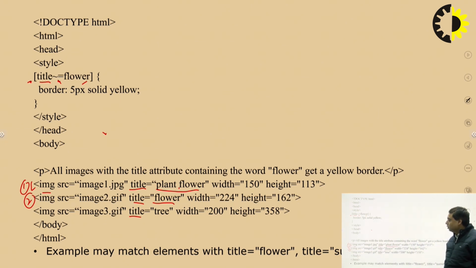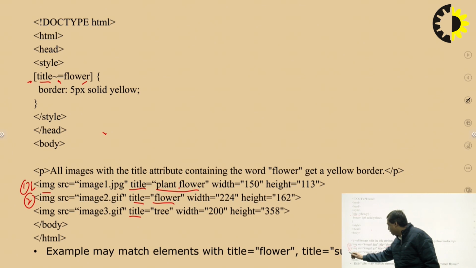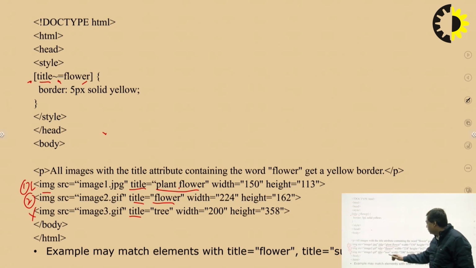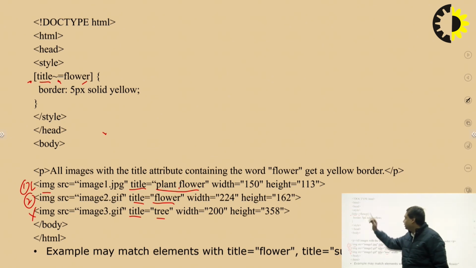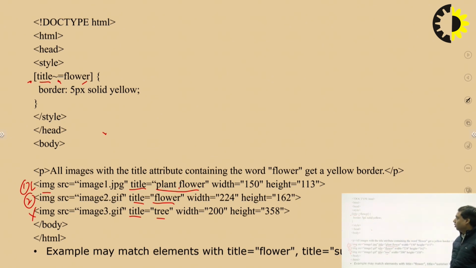This CSS will not be applicable on the third tag. The reason is the flower word is not present here. So you can see here we have given a rule for CSS in which the attribute title must be present, and this tilde symbol is representing that the value of title must consist of the word. The name of the word is flower, and again, the important part is the title may have more than one word. Those words must be space separated.